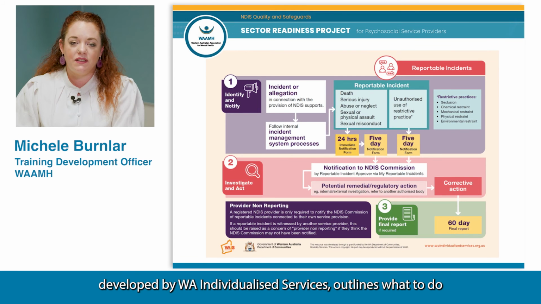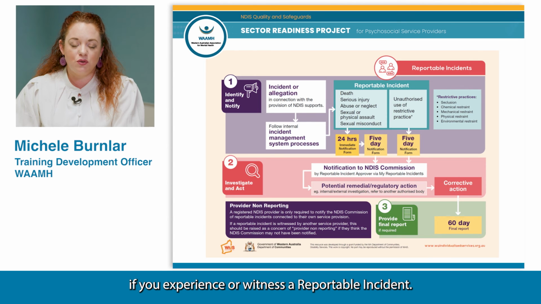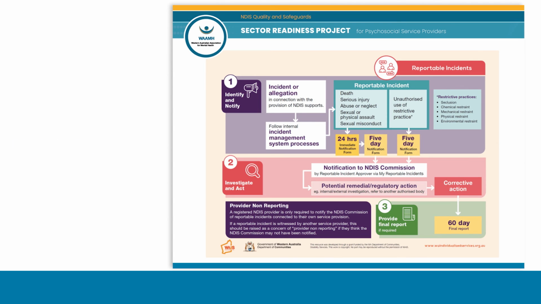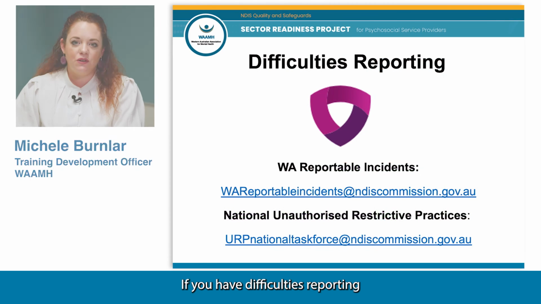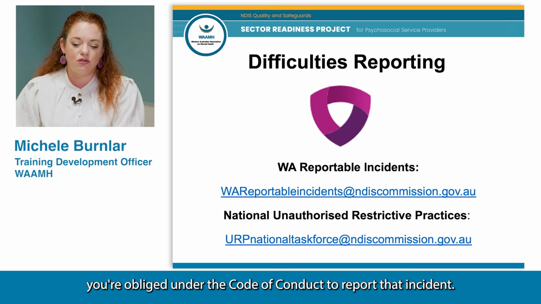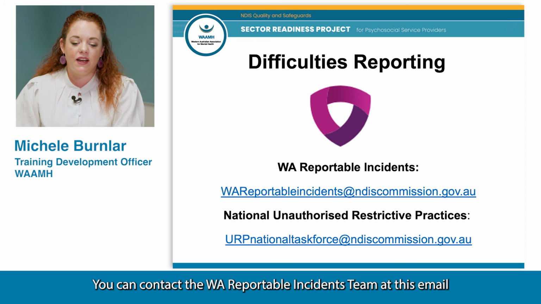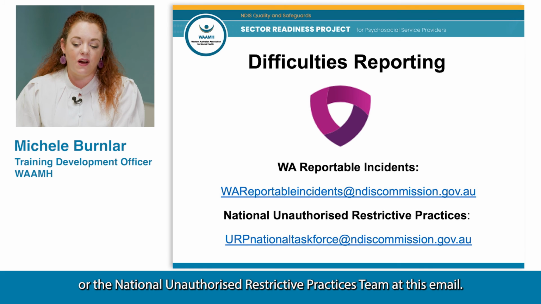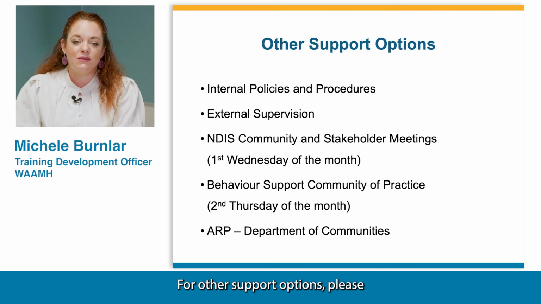This resource, developed by WA Individualised Services, outlines what to do if you experience or witness a reportable incident. If you have difficulties reporting or you suspect that your manager has not reported a reportable incident, you are obliged under the Code of Conduct to report that incident. You can contact the WA Reportable Incidents team at this email or the National Unauthorised Restrictive Practices team at this email. For other support options, please consult your internal policies and procedures.